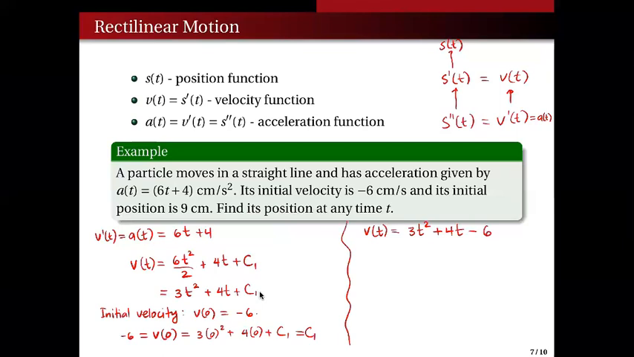Okay? What about s of t? v of t is s prime of t. So v of t is an antiderivative of s.